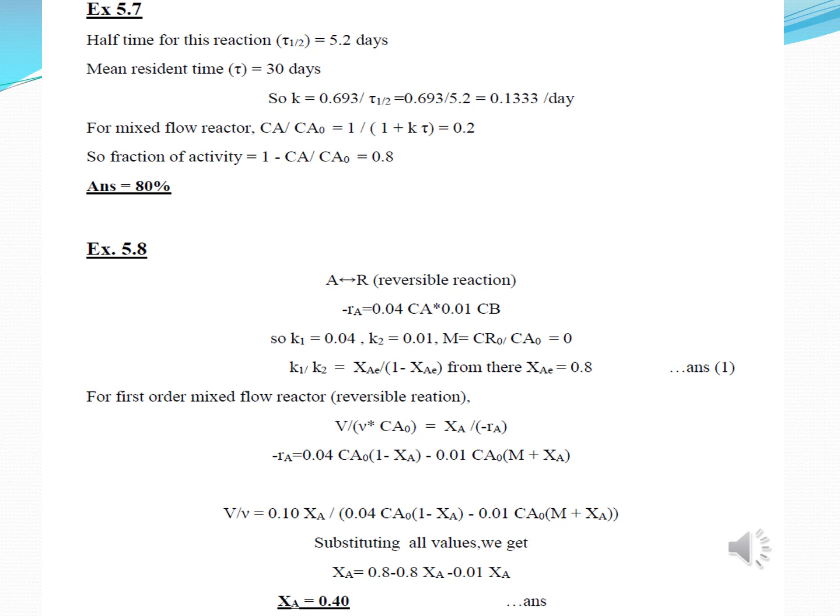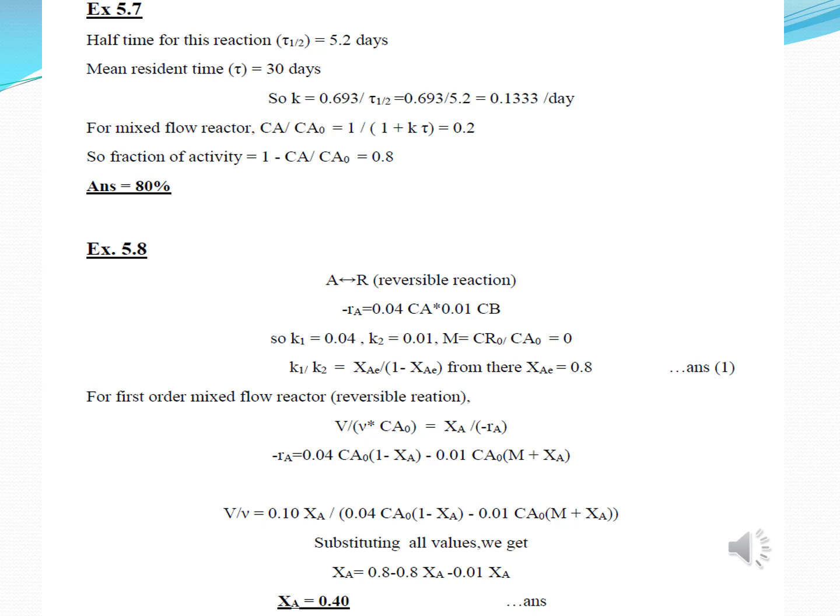So we just need to calculate the conversion, the fraction of the activity removed. XA is equal to 1 minus CA over CA naught, and we put the value of CA by CA naught, 0.2, and we get 0.8 as the answer. So 80% is the conversion.